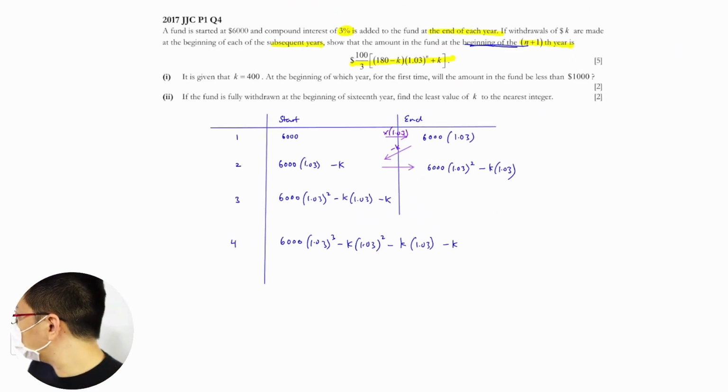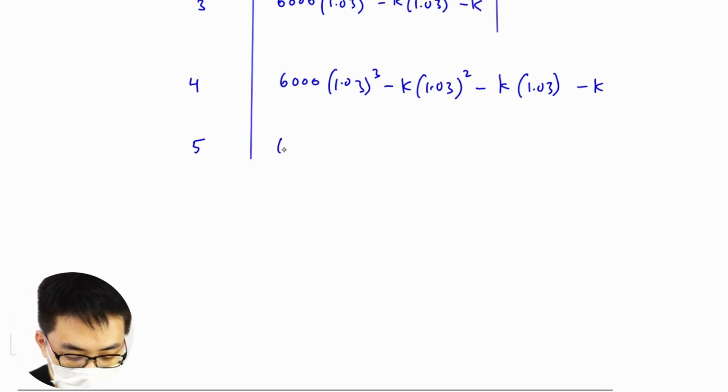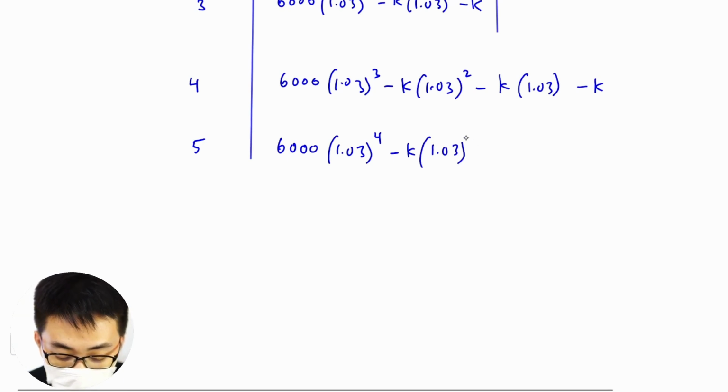Then the fifth one, what will it look like right now? If you can't see the pattern, just write it down. It's fine. It's GP and pattern recognition.